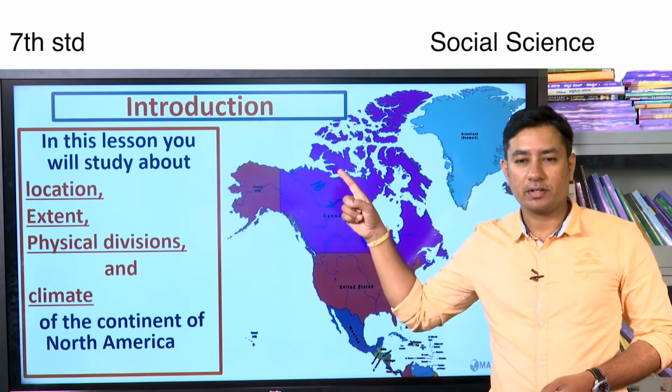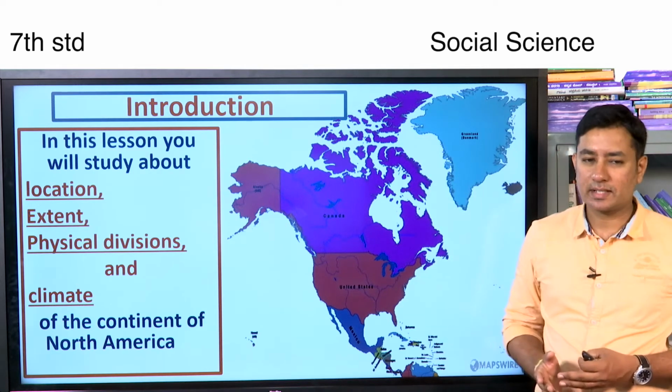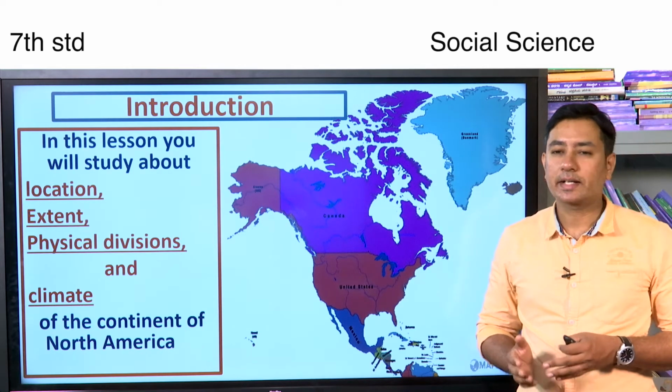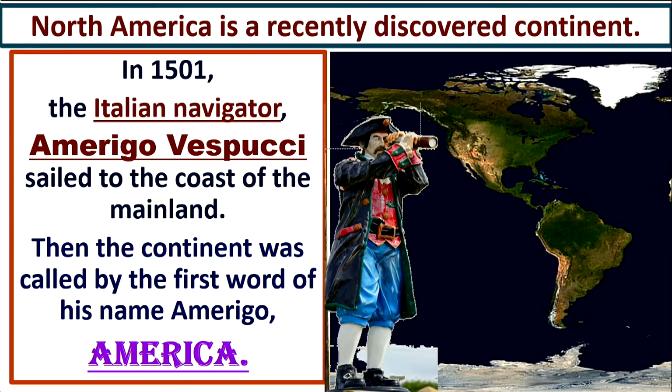First, in this introduction, we are going to learn about the location, extent, physical division and climate of the North American continent. North America is a recently discovered continent. The only continents we knew were Asia, Africa and Australia. And later on, new continents like North America and South America were discovered by different sailors.